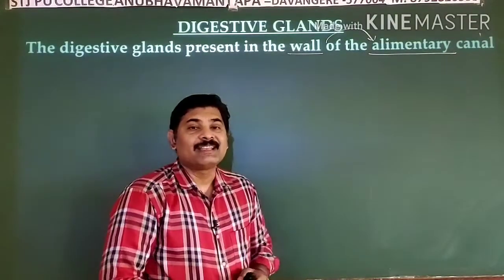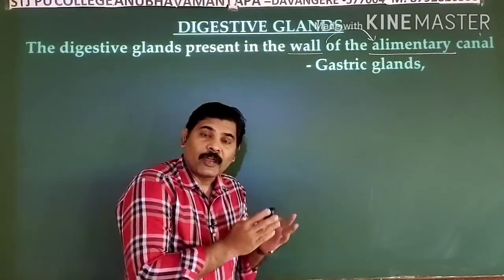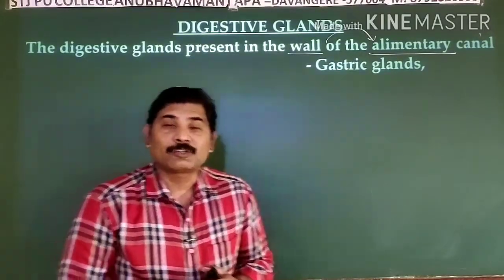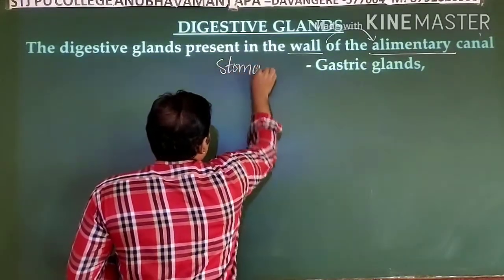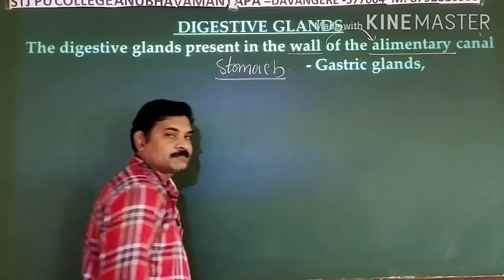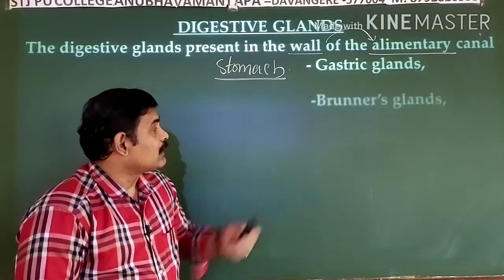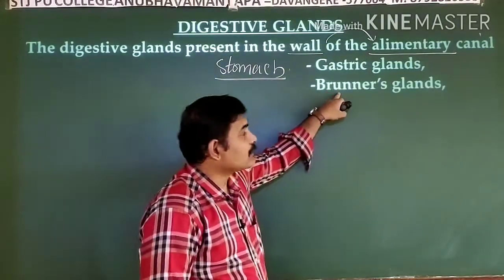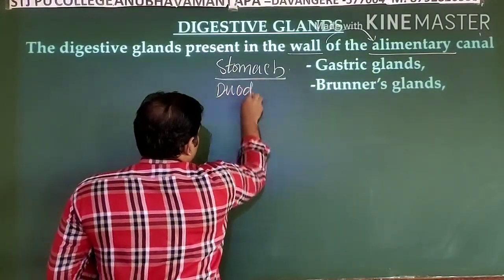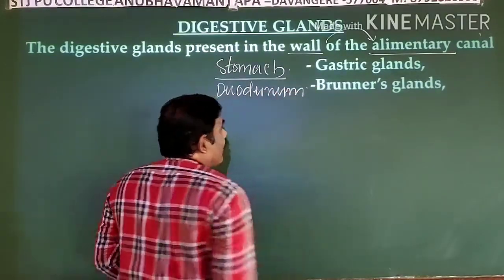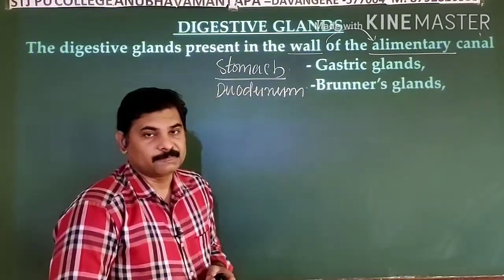One of these is the gastric glands. The gastric glands are located in the gaster. Gaster means nothing but your stomach. So these glands are present in the wall of your stomach. The second type of glands present in the wall is Brunner's glands. You can find these glands in your duodenum, which we already studied. The duodenum is a C-shaped structure, the beginning part of your small intestine.